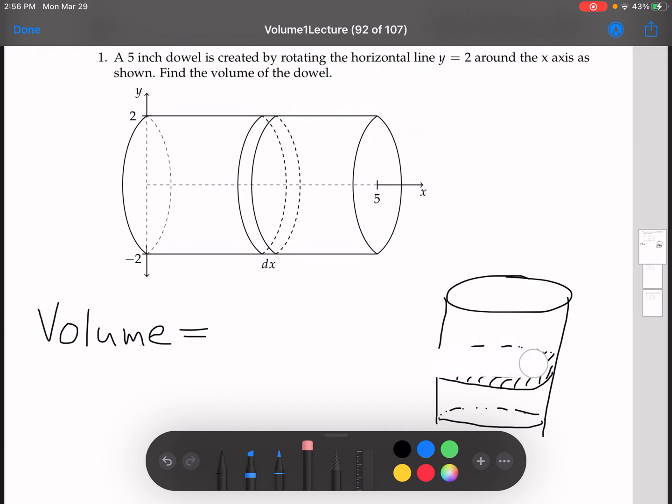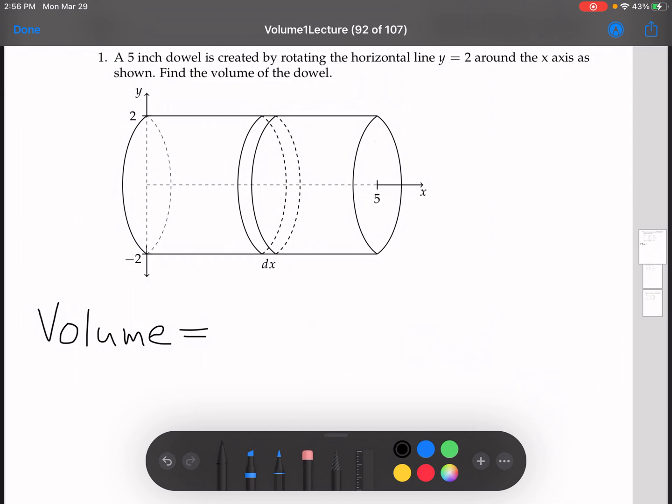I'm not super happy with my drawing there. Let me make this a little better. Apologize for making you wait. There we go, looking a little better.